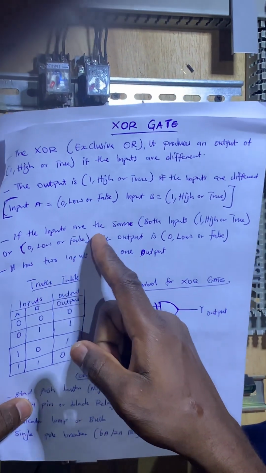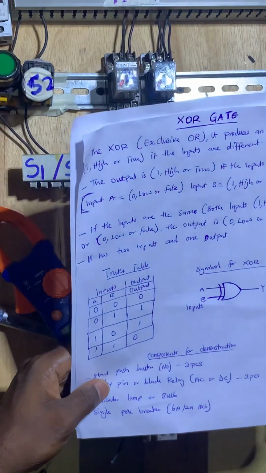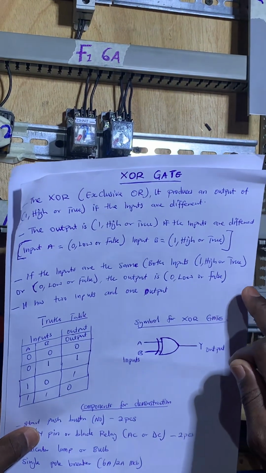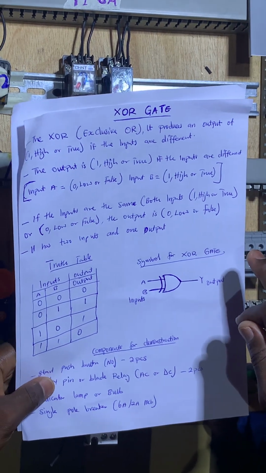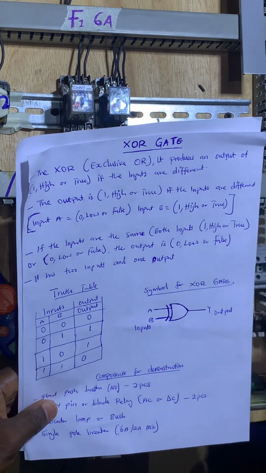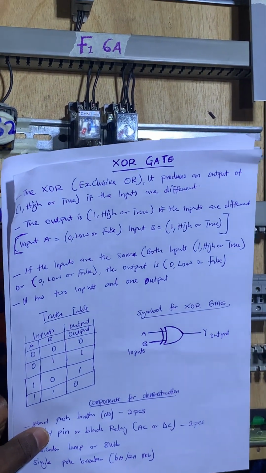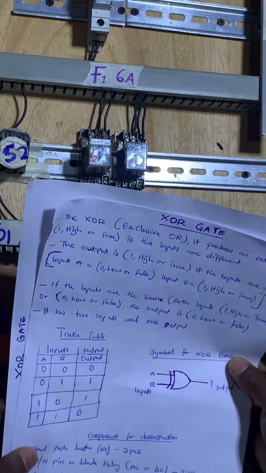If the inputs are the same, let's say input A is high, so if the inputs are the same, high or low, between the 2 inputs, then the output will be low, 0 or false. So this is the truth table.